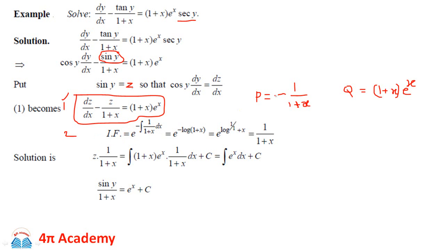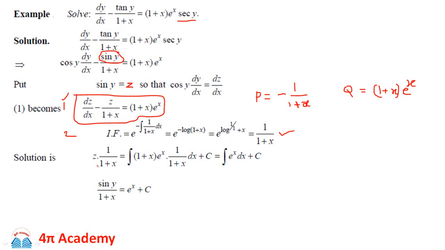So here let us substitute the value of p. That will be e raised to power minus integration of 1 upon 1 plus x dx, and that will be equal to e raised to power minus log of 1 plus x, which is equal to e raised to power log of 1 upon 1 plus x, and e raised to power log gives 1 upon 1 plus x. So now we have the integrating factor as 1 upon 1 plus x.